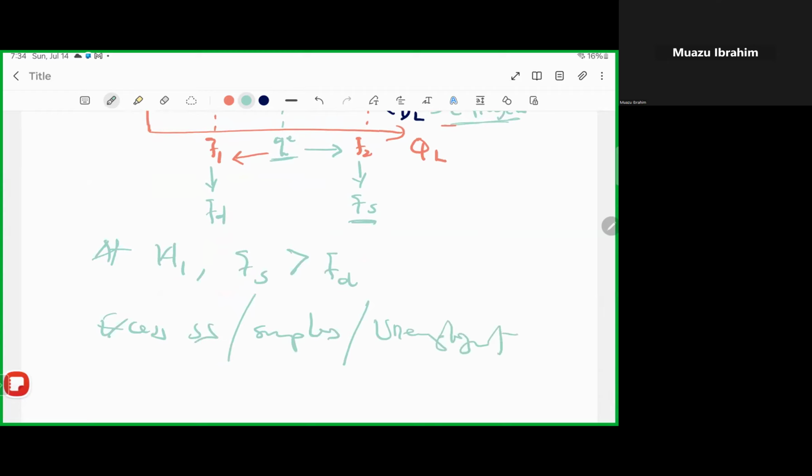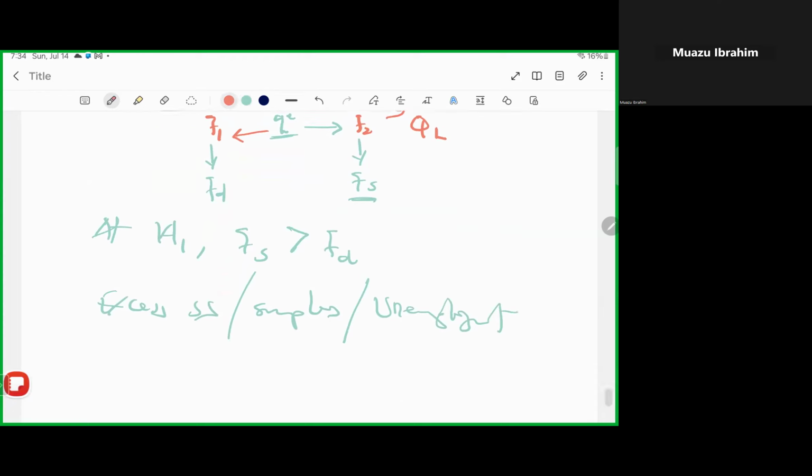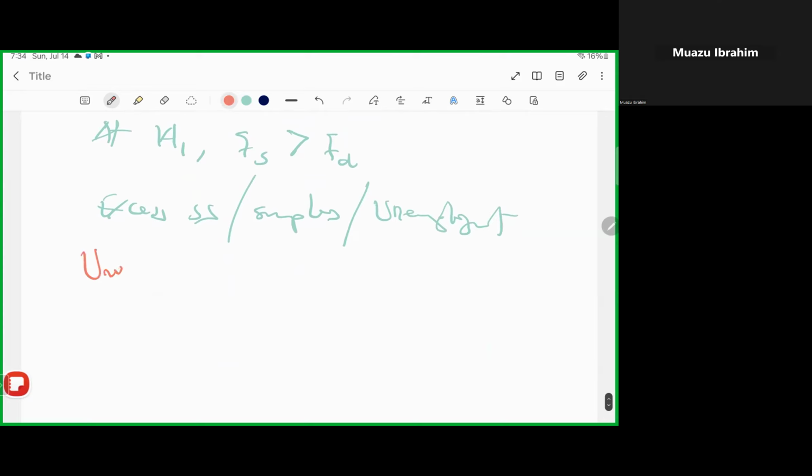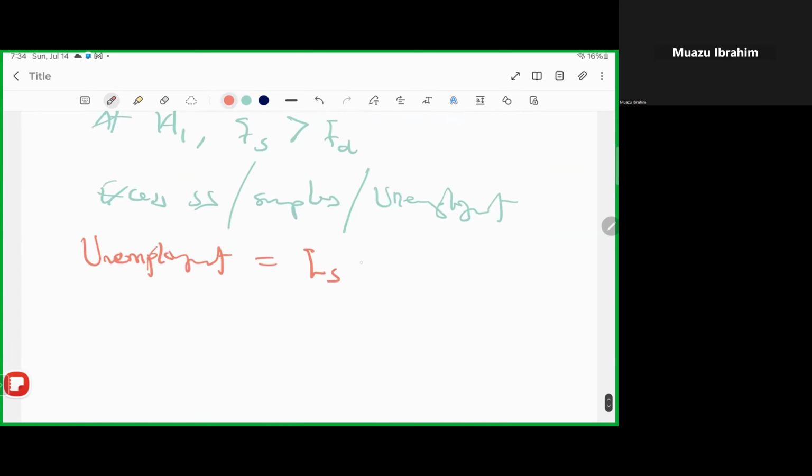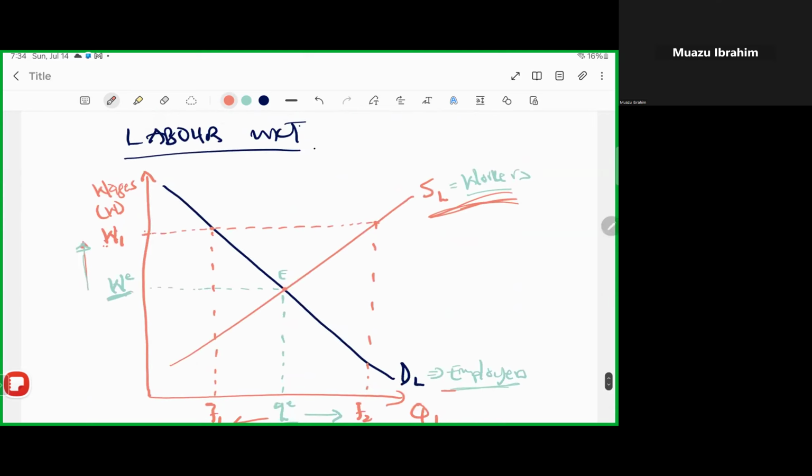Because we are looking at the labor market, the surplus or excess supply, or the amount of unemployment, would be the amount that is being supplied, the new supply at the new minimum rate, minus how much is being demanded. So this is the amount of unemployment in the system, caused by the minimum wage. Now, remember this particular thing that we are looking at.